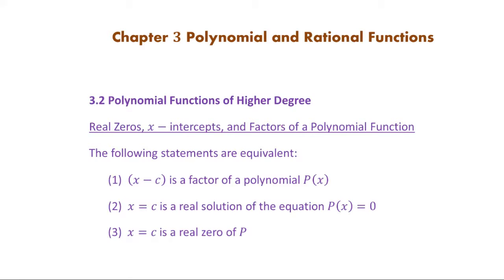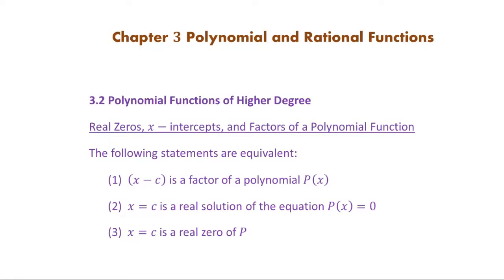Let's talk about real zeros, x-intercepts, and the factors for polynomial functions. It turns out they are very closely related. When we say the following three things, they are equivalent statements. For example, if x minus c is a factor of a polynomial P(x), that means x equal to c is a real solution of the equation P(x) equal to 0, because when you solve the polynomial equation P(x) equal to 0, you factor P(x) on the left, and you get a factor of x minus c. So then you set x minus c equal to 0, and you get x equal to c as a solution to this equation, right?